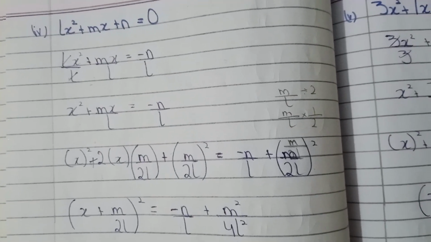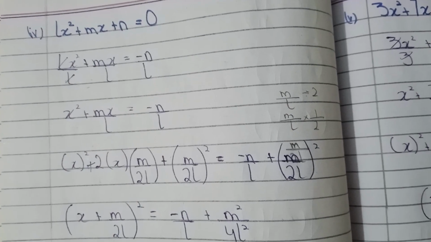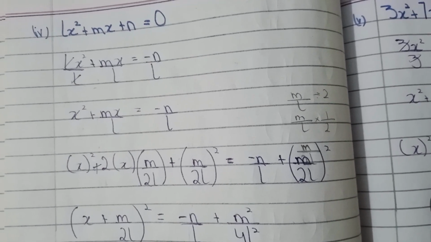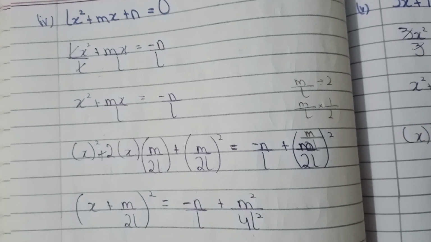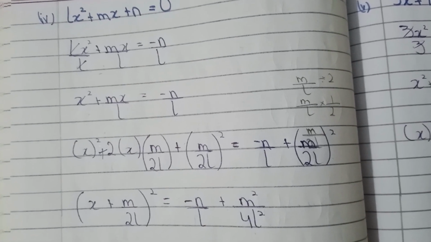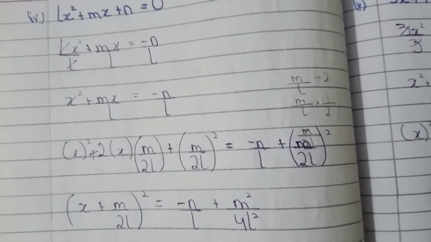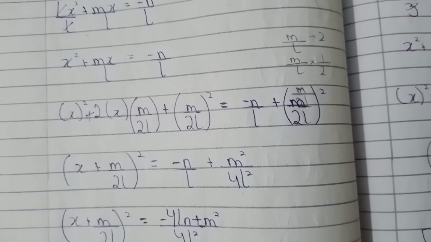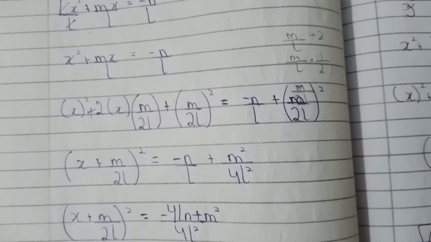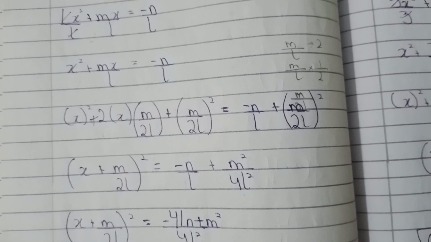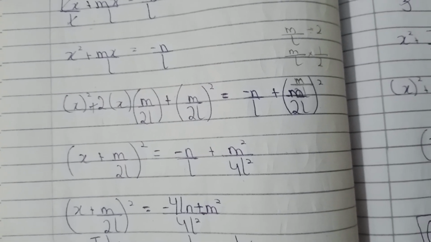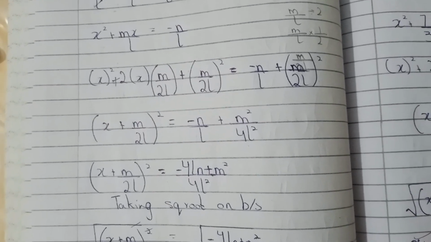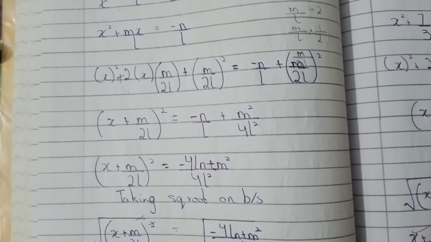So again, the same method we have to use. We have to change the side of the constant number and divide all the terms by the L. Then we will get x square plus m over L x is equal to minus n over L. Now we have to find the b, that is m over 2L. We have to complete the square, then it will become x whole square plus 2 multiplied by x multiplied by m over 2L plus m over 2L whole square. So we have to add the same thing on the right side, that is m over 2L whole square.